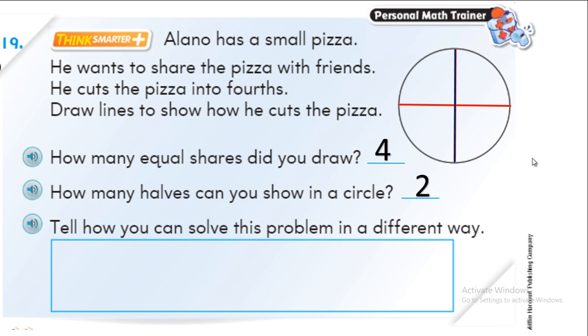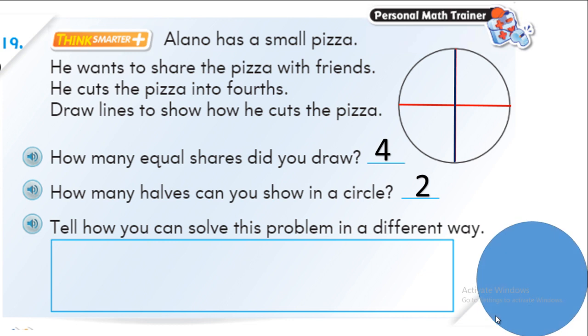Now tell how you can solve this problem in a different way. If you have the same pizza and you want to cut it into fourths, what other way can you use to cut the pizza into fourths? Well, this is the pizza again, and when I want to cut the pizza into 4 equal parts, I can go vertically and horizontally, or I can go across like this, and again across like this, like I'm drawing an X. But be careful, you want the lines to be straight and try to make the parts equal. Now how can we solve this problem in a different way? We can draw 2 lines across.